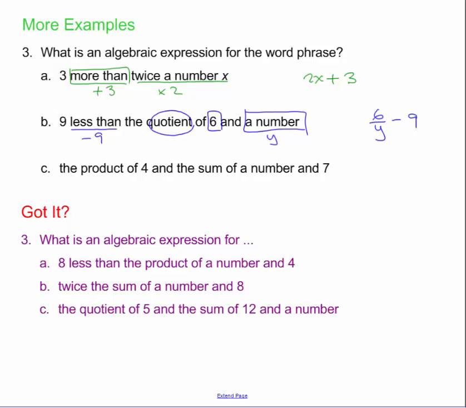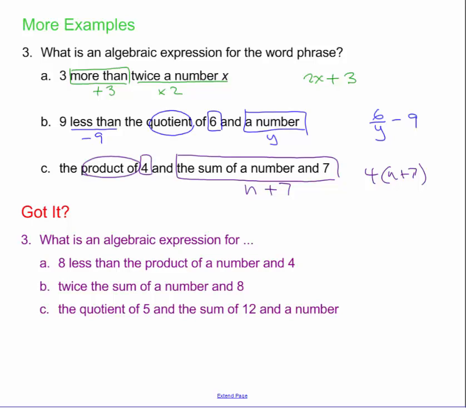In example 3c, we want the product of, and that's a phrase that means multiply. So we're going to be multiplying 4, and then there's an expression here. We're going to multiply 4 and this. Well, this second part has an operation inside itself. So this is the sum of a number, let's call it n this time, and 7. We want the product of that and 4. We want to take 4 and multiply it by n plus 7. So 4 parentheses n plus 7 is the best way to write that.